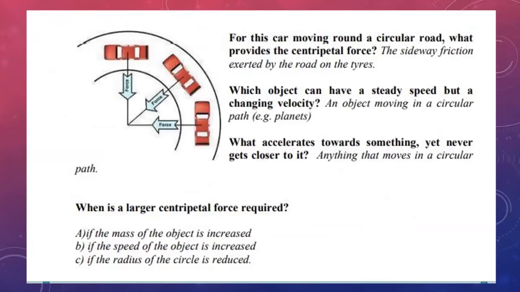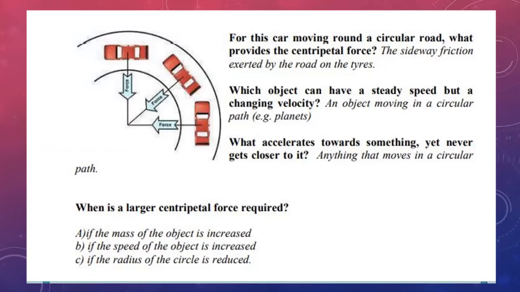For this car moving around a circular path, what provides the centripetal force? This question asks what the centripetal force results from. The answer is sideway friction exerted by the roads on the tire. So if the examiner asks you for the source of this centripetal force, this force results from the friction between the roads and the tire. Okay.